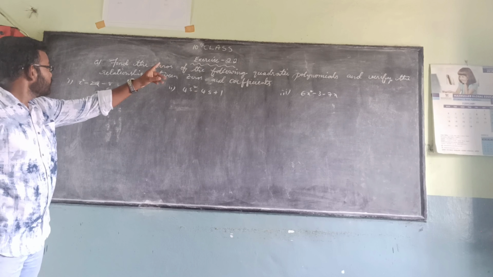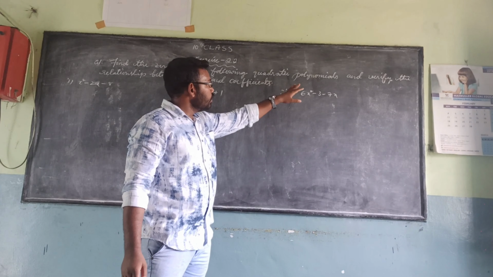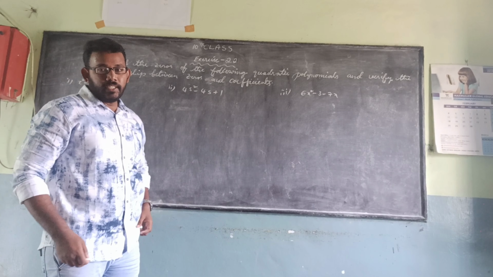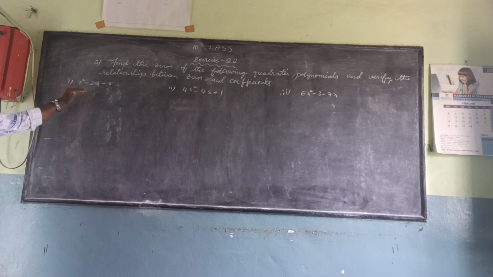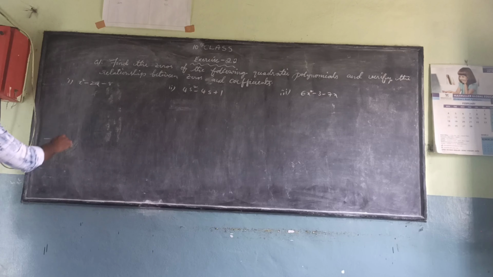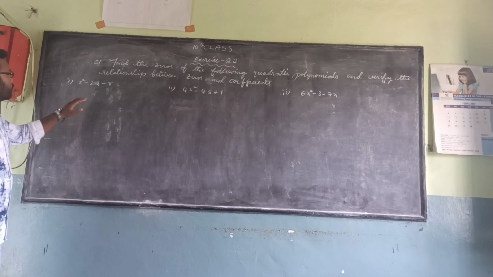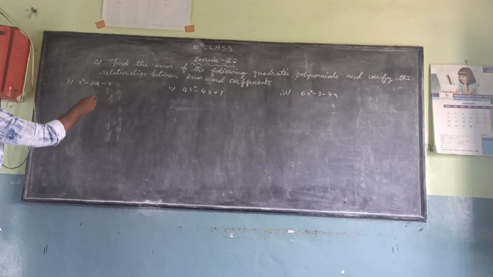This is exercise 2.2, question number 1. Find the zeros of the following quadratic polynomials and verify the relationship between zeros and coefficients. First of all, to solve these questions, we have to check whether the given polynomials are in the general form of the quadratic equation or not. If you observe here, it is in the general form because the x square term is there, the x term, and then the constant. So it is in the general form of the quadratic equation.